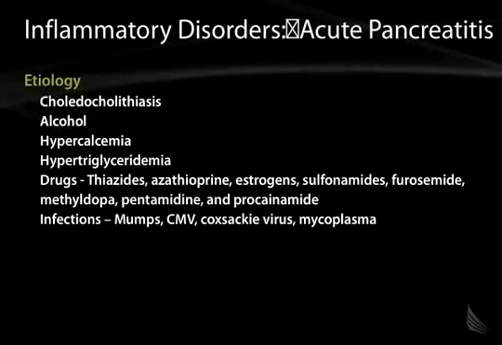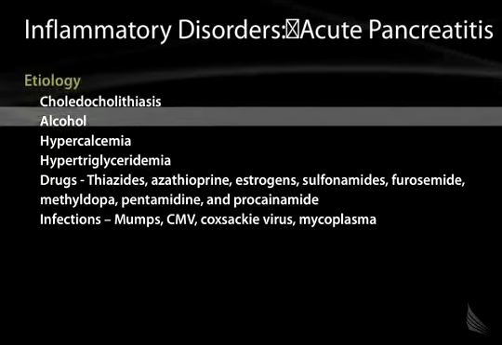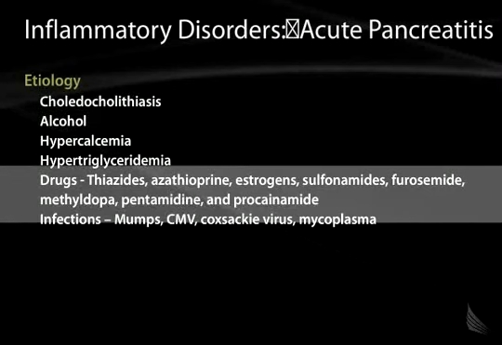Acute pancreatitis has multiple causes, including choledocholithiasis, alcohol, hypercalcemia, hypertriglyceridemia, numerous drugs, and numerous infections. The two most common in the United States, accounting for approximately 90 to 95% of cases of acute pancreatitis, are gallstones and alcohol.